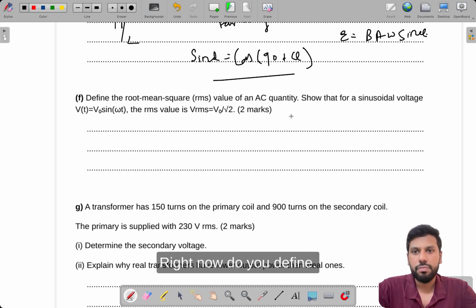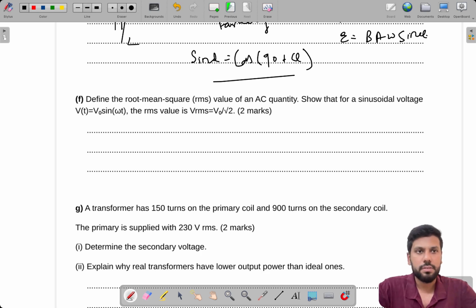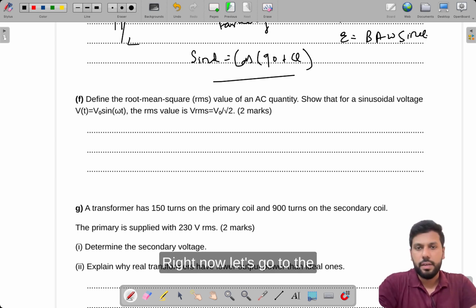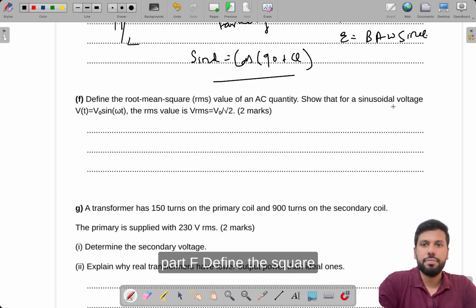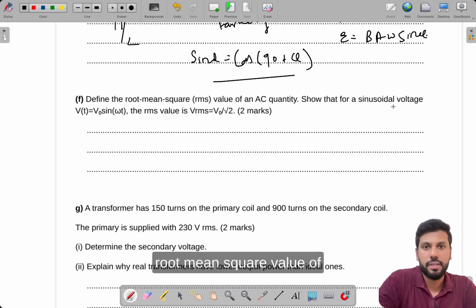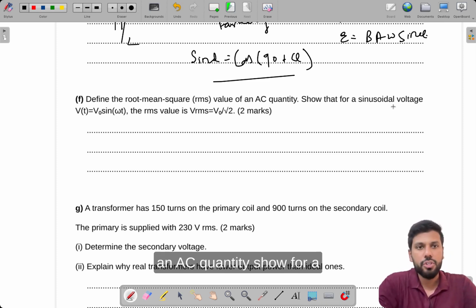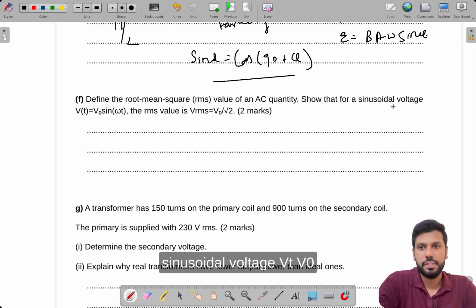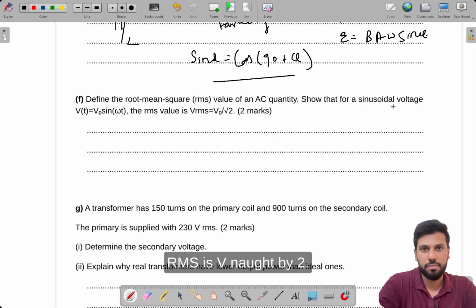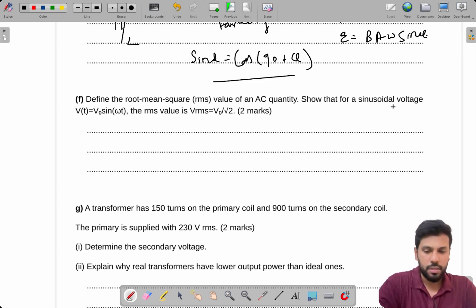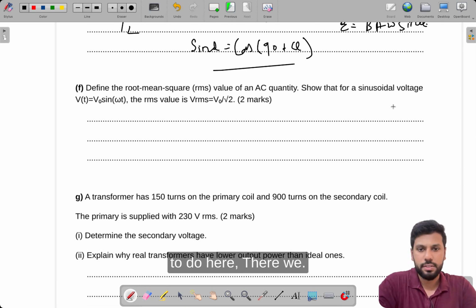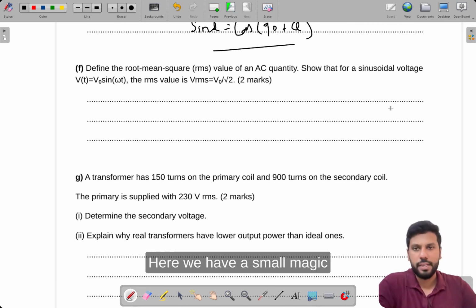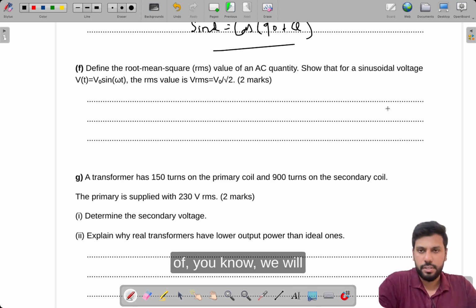Now let's go to part F. Define the root mean square value of an AC quantity. Show that for a sinusoidal voltage V(t) = V naught sine omega t, the RMS value V RMS is V naught by root 2. Now what we are going to do here is a small bit of magic.